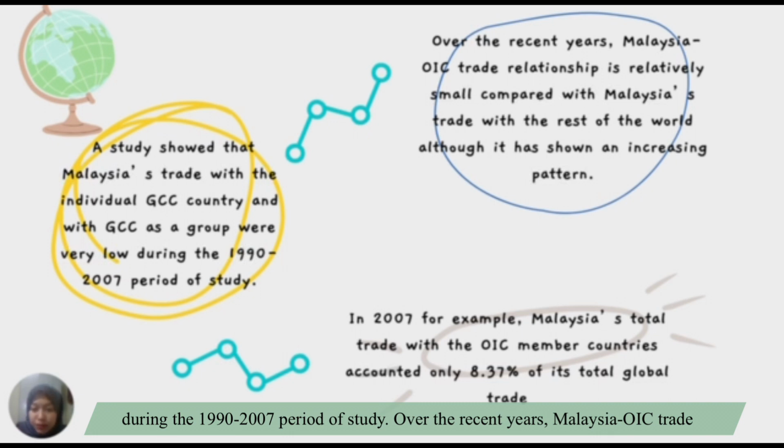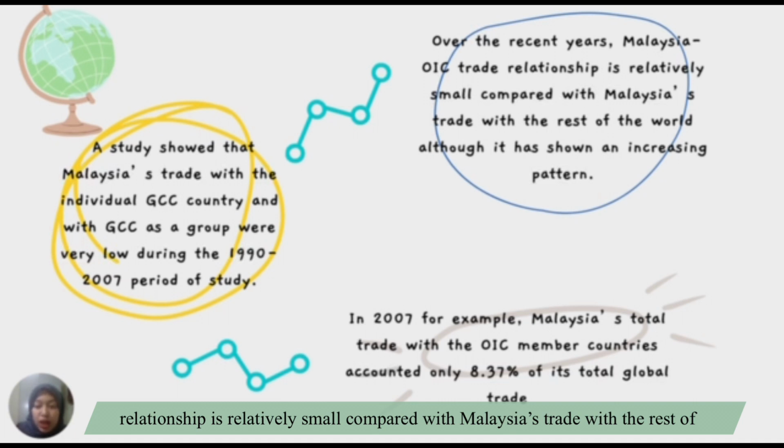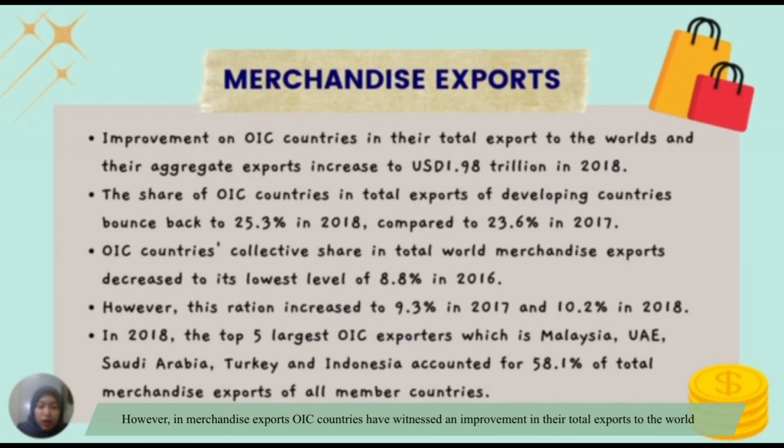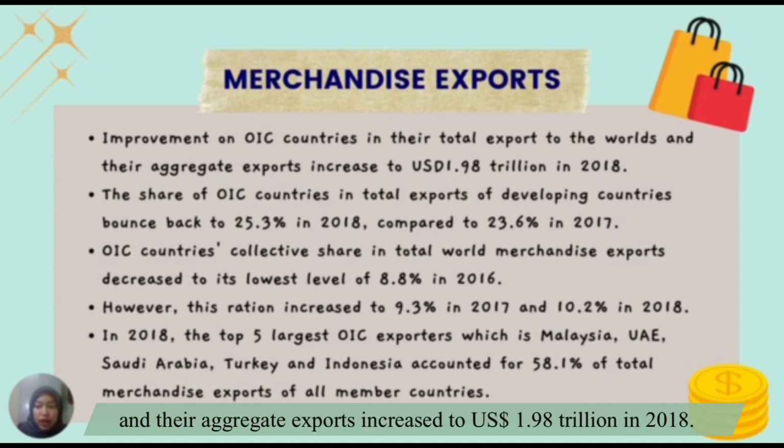Over the recent years, the Malaysia and OIC trade relationship is relatively small compared with Malaysia's trade with the rest of the world, although it has shown an increasing pattern. In 2007, for example, Malaysia's total trade with the OIC member countries accounted for only 8.37% of its total global trade. However, in merchandise exports, OIC countries have witnessed an improvement in their total exports to the world, and their aggregate exports increased to USD 1.98 trillion in 2018.